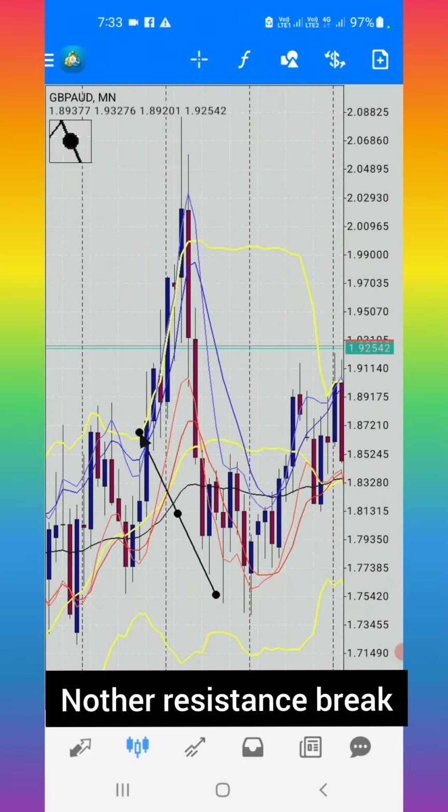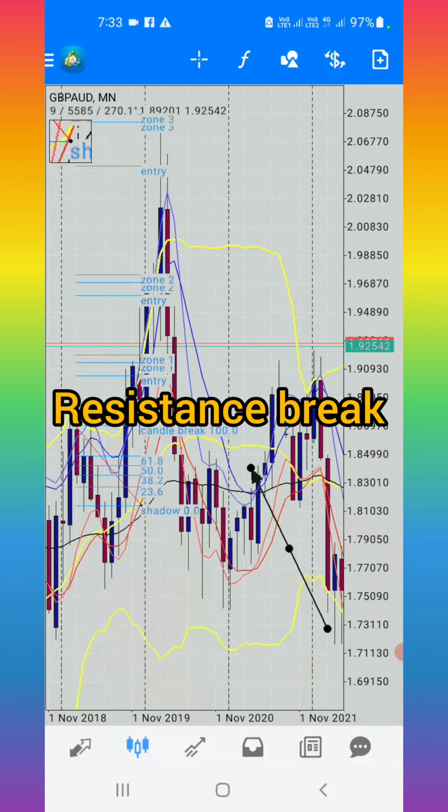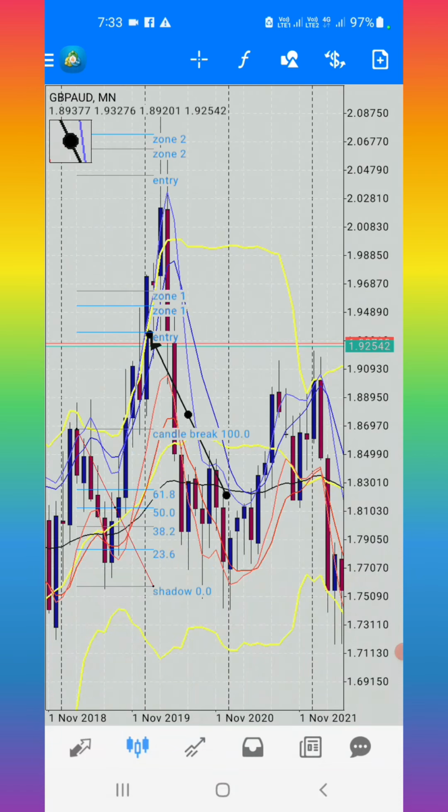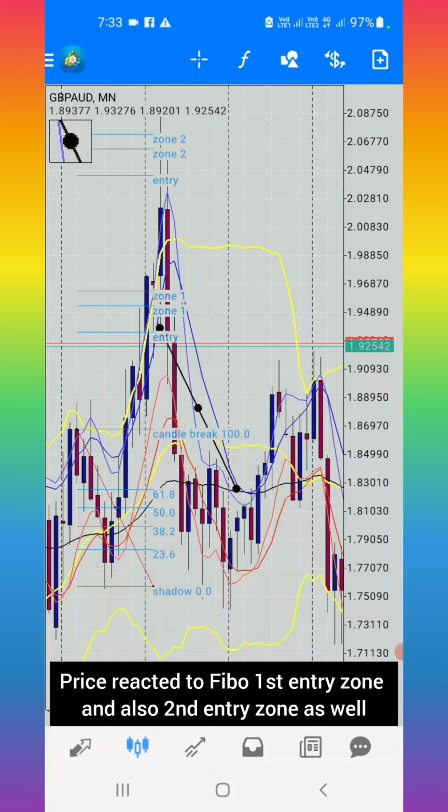Another resistance break. Price reacted to Fibo first entry zone and also second entry zone as well.